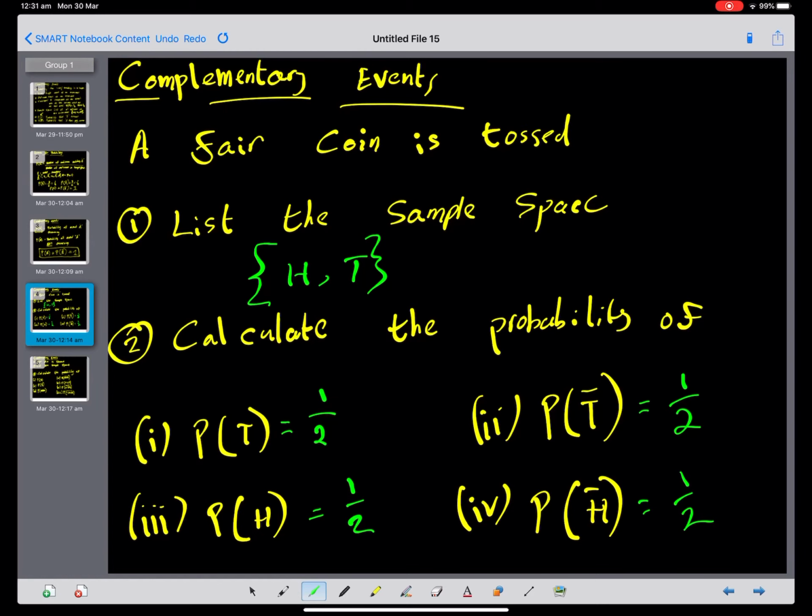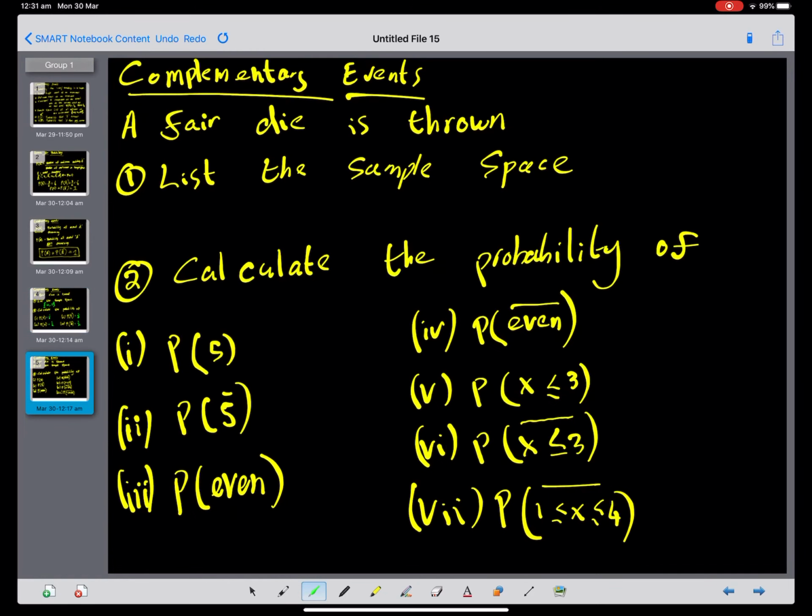Okay, let's have a look at another question. So a fair die is thrown. So first of all, die is the singular of dice. So dice is plural, die is singular. Fair means that all the outcomes in the sample space are equally likely. In other words, 1, 2, 3, 4, 5, and 6 all have an equal chance of occurring.